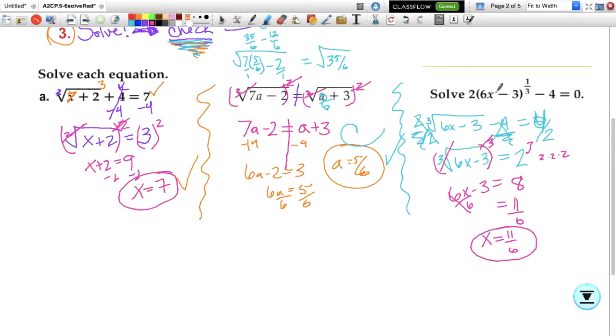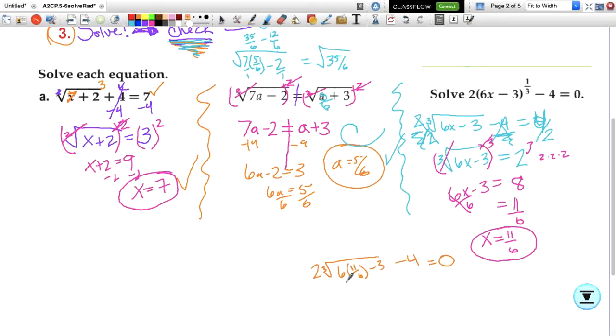And I'm going to take a second, I'm going to plug that in and make sure it works, okay? So what I'm hoping is that when I plug in my 11/6 here, it's able to be cube rooted nicely, okay? And then I can double it and minus 4. So I'm probably going to have to do this below. It's going to require a little bit more work. So 2 times, and I'm going to put it right in radical form so I don't have to think about this, the cube root of 6 times 11/6 minus 3 minus 4 on the outside should equal 0.